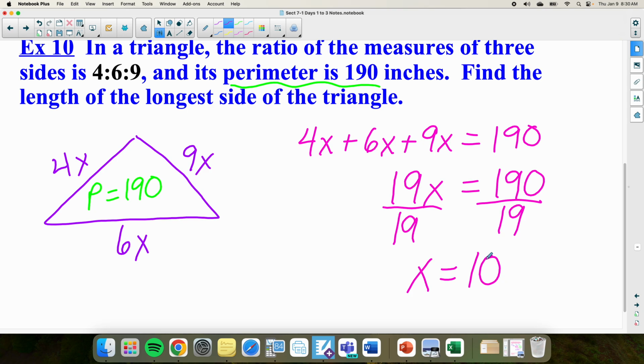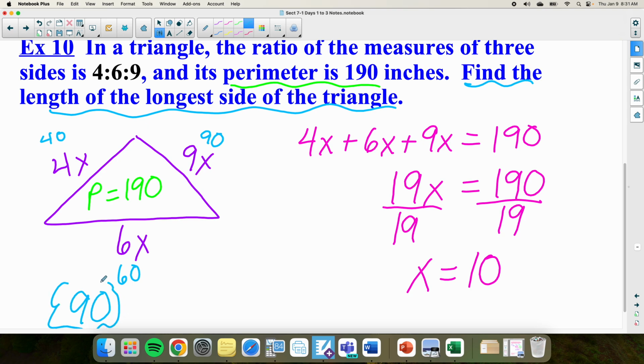But we're not quite done. If we look back at what they're asking, they want us to find the length of the longest side of the triangle. So we can take this 10 and put it back into all three of these if we wanted to. 4 times 10 is 40, 6 times 10 is 60, 9 times 10 is 90, but our longest side is going to be 90. So that would be our answer. Okay.